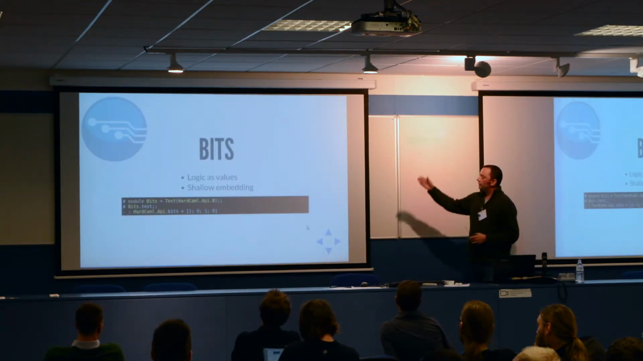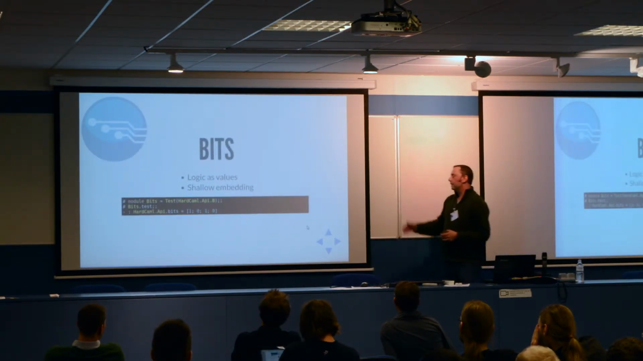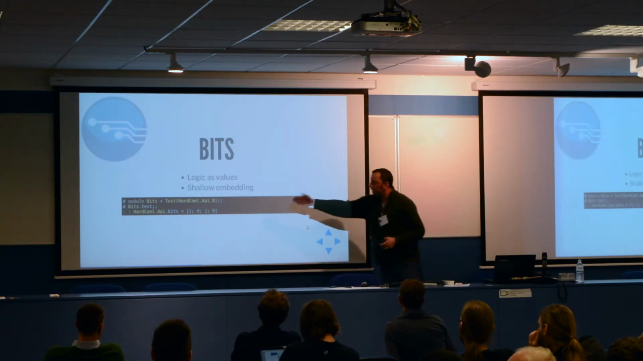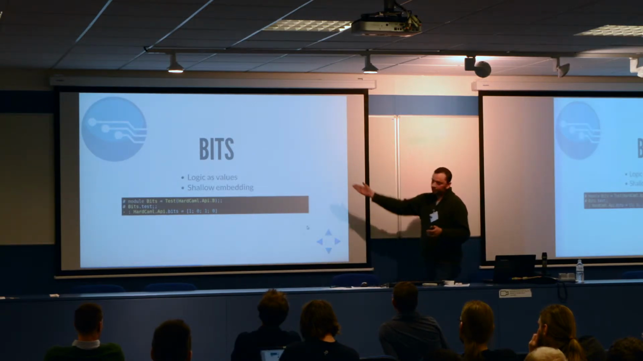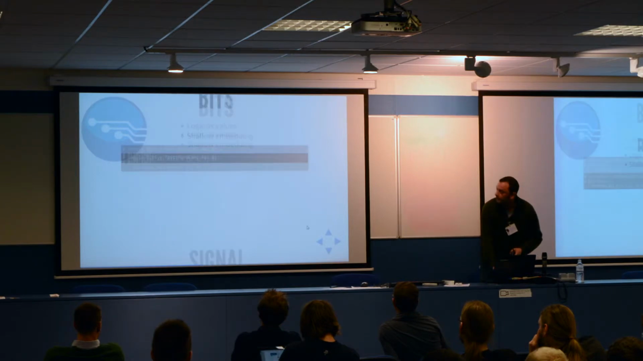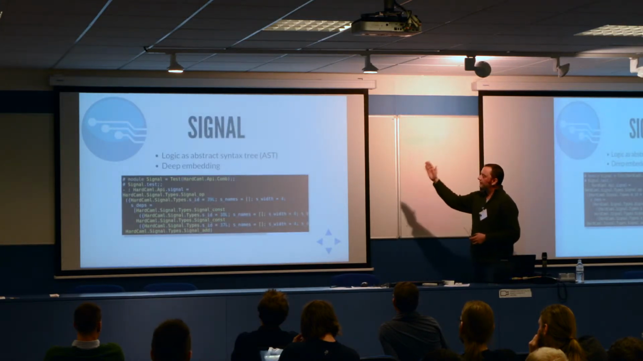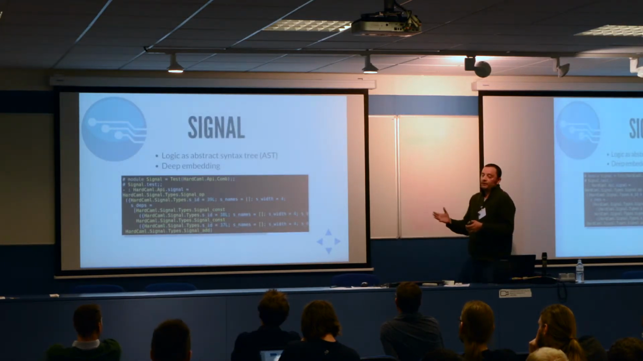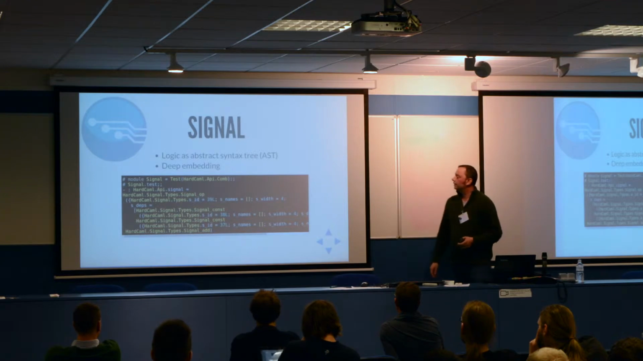And you can abstract it over the type of the combinatorial API, and then you can instantiate it different ways. Using bits as the instantiation, this is known as a shell embedding, you actually calculate a value. So 8 plus 2, I hope you agree, is 10. Signals is building the graph, it's an abstract syntax tree, it's what the backends can analyze to do simulations and generate netlists and so on.